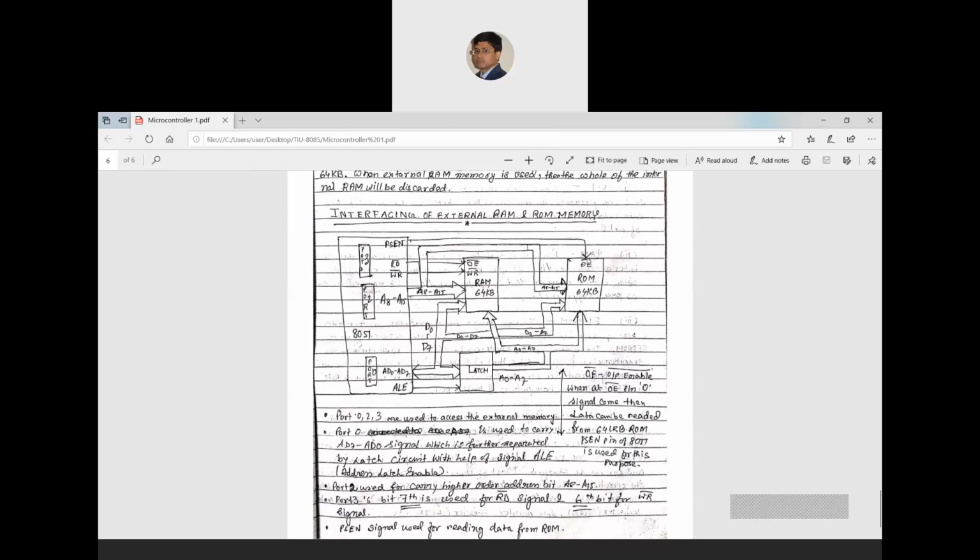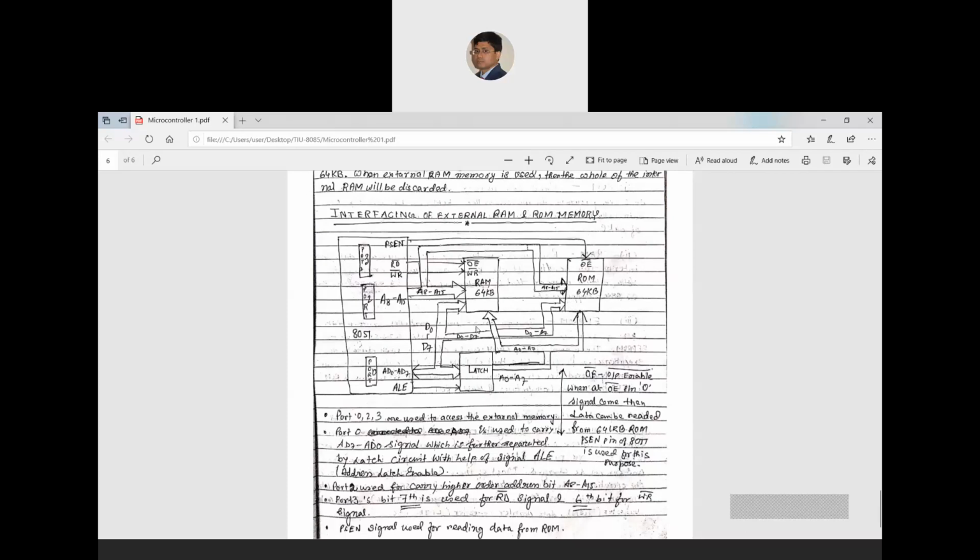So if I enable ROM, then I get the complete address from the lines A8 to A15 and from A0 to A7. From that complete address, I go to that location and copy the data, and the data is available through this address data bus to the microcontroller.